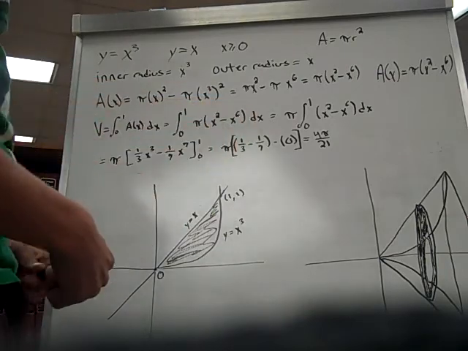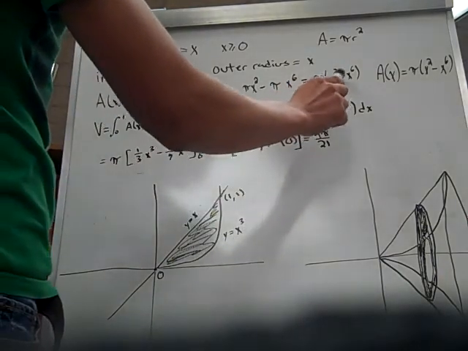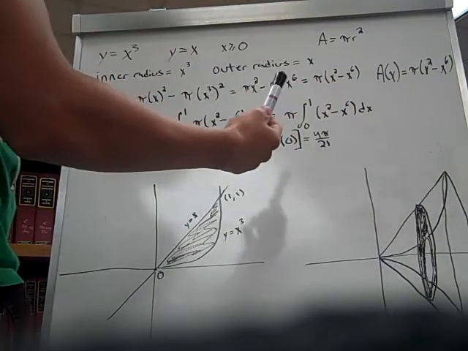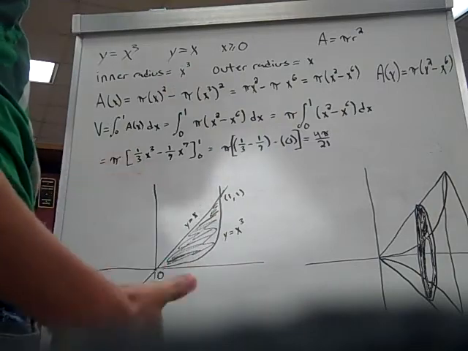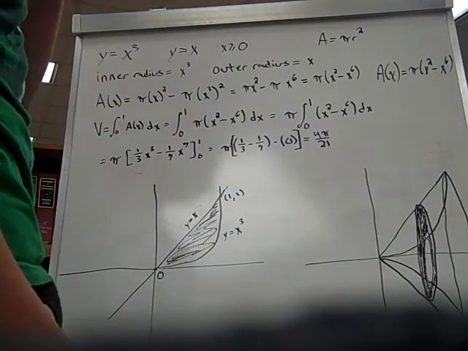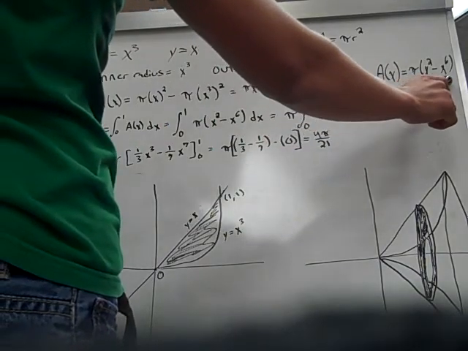Since pi is a constant here, you can take that out front, and you end up with pi times the quantity of x squared minus x to the 6th. We could take out x squared from these, but since we need to take the integral later, it'll make it easier if we just leave it like that. And we end up with area is equal to pi times the quantity of x squared minus x to the 6th.